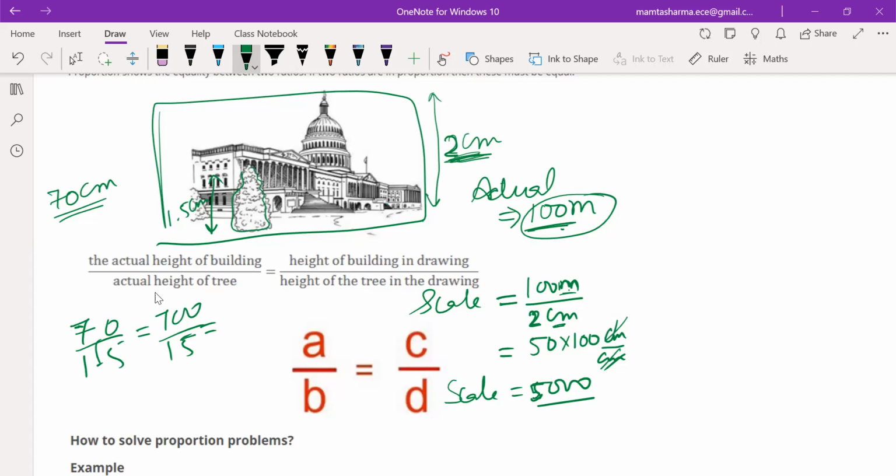700 divided by 15. You will get 46.6, or approximately 47. So the scale of all the things in a picture should be equal. Are they equal? No. Building height scale is 5000 and the tree scale is 47.